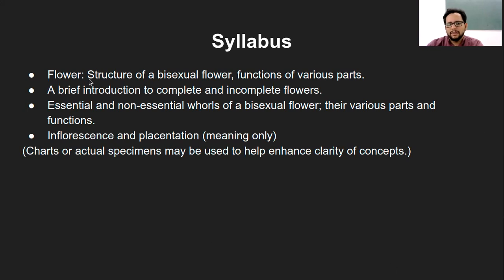So structure of the bisexual flower, that is, what the components and functions are, and a brief introduction of different classifications based on the presence of all the parts, complete or incomplete, and so on. What are the essential and non-essential whorls, that means the parts of the bisexual flower and their functions, and different types of inflorescence, like how the flowers are arranged, and the placentation, that is after the fertilization and so on. So that is the overall content that you have.